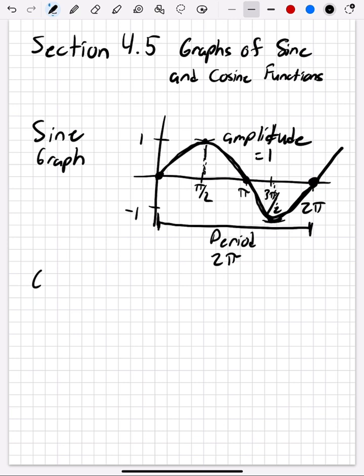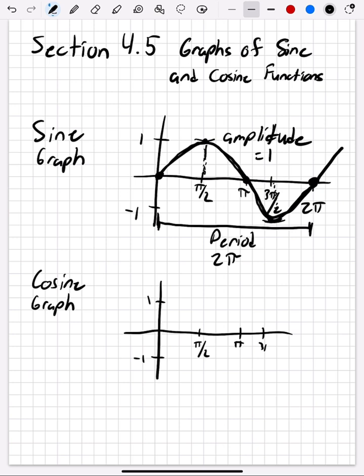On a similar token, we have the cosine function. So we're going to look at the graph of cosine. Cosine and sine are similar, except cosine starts at 1. So we have pi over 2, pi, 3 pi over 2, and 2 pi. And so the cosine function starts at 1, and it goes here, then it goes down, then it goes up, and then it goes up to here.